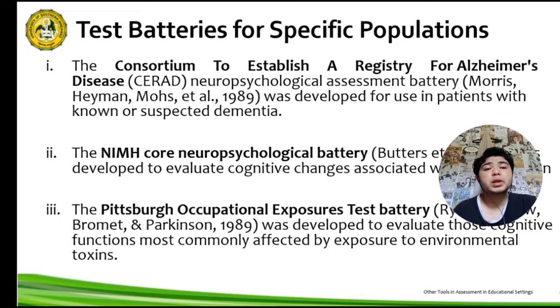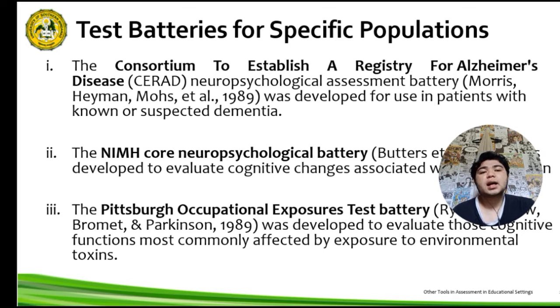So first we have the CERAD, or the Consortium to Establish a Registry for Alzheimer's Disease. It is a neuropsychological assessment battery that was developed for use in patients with known or suspected dementia. It is only a 30 to 45-minute examination of cognitive skills that includes measuring orientation, verbal fluency, naming, verbal learning, and memory. And of course, since we're talking about Alzheimer's, it also includes the measurement of graphomotor constructional skills.